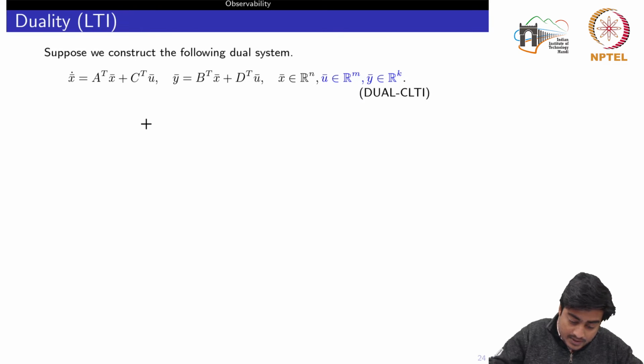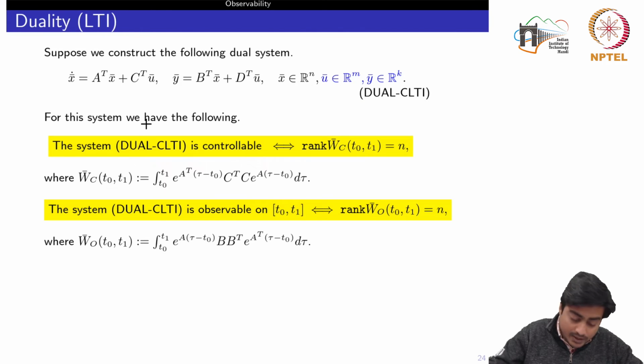Now let's see the controllability and observability for this dual system. For this representation the conditions remain the same. I just need to compute the controllability Gramian and the observability Gramian. By taking A transpose and C transpose to compute the controllability Gramian, I would obtain this one. Now for observability I need to see A transpose and B transpose, and using that pair I can write the observability Gramian in terms of the A, B matrices.